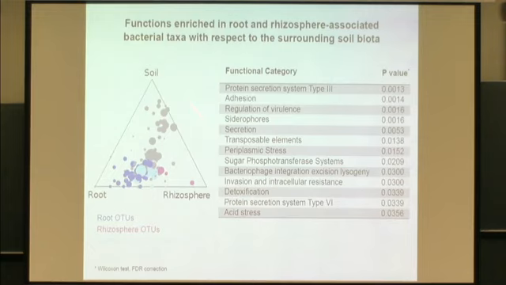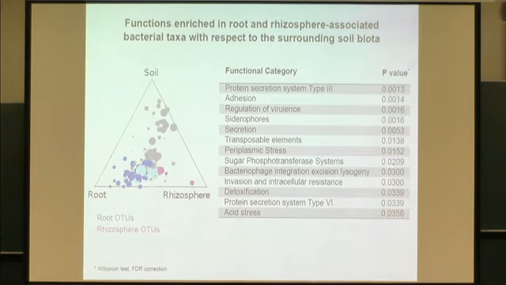OTUs. We found that some of these functional categories are known to be relevant for interactions between the plant and the microbes, such as, for example, the type 3 secretion system. Some other functional categories might be relevant to survival in this environment, for example, the production or secretion of siderophores, detoxification, and so on. We also found that functional categories related to bacterial phages and to defense against phages, so some proteins of the CRISPR-associated system, were significantly abundant in the root taxa with respect to soil taxa.